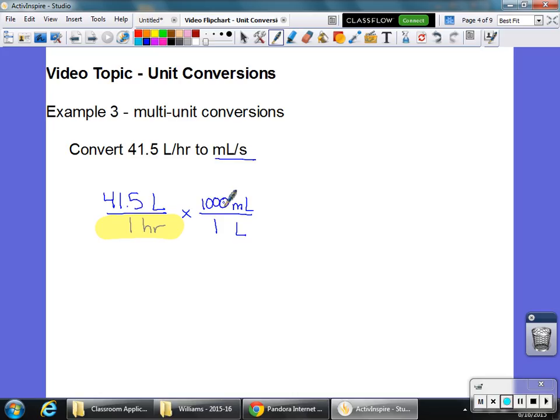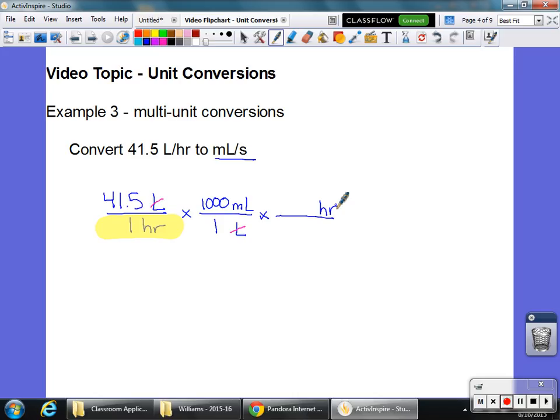And if you notice, we would now have liters cancel, and our unit would be milliliters per hour if we were to stop our problem right now. But we need to continue on. Now what we need to do is convert hours, and this is the trickier part. Since hours is in the denominator, we must put hours in the numerator again so that it will cancel.